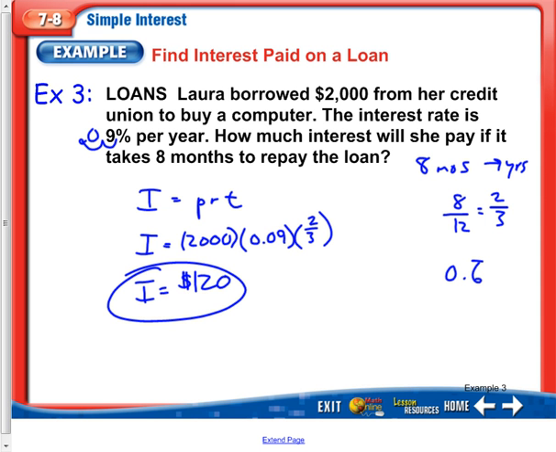Okay, so if she needs to buy a computer and she needs $2,000, she can borrow the $2,000, but if it takes her 8 months to repay the loan, she's actually going to be paying $2,120 for that computer. So yes, in the store, she's like, okay, $2,000, that's not bad, but you have to factor in how much you're actually paying for that computer, including the interest when you take a loan. So that computer now is not worth $2,000, it's worth $2,120.